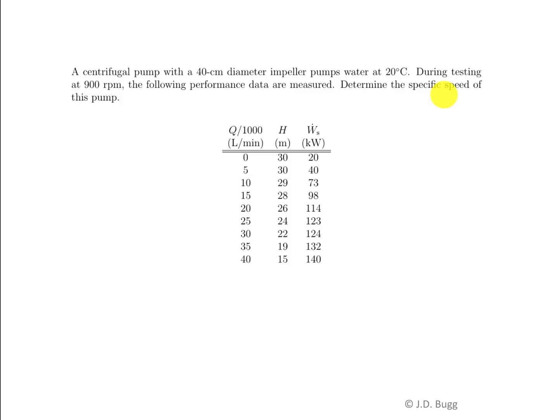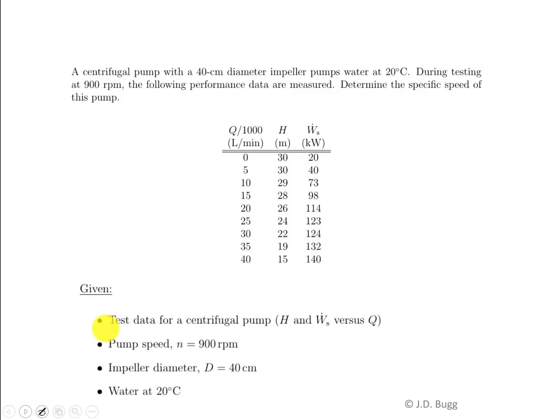So the performance data that we're given here is volume flow rate in thousands of liters per minute, the head in meters, and the brake horsepower in kilowatts. So we'll begin here by listing our given information. As I said, we have test data for a centrifugal pump, H and brake horsepower as a function of flow rate. We're given the pump speed at 900 RPM, the impeller diameter at 40 centimeters, and this pump is pumping water at 20 degrees C.